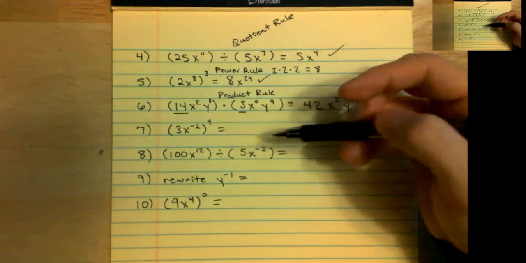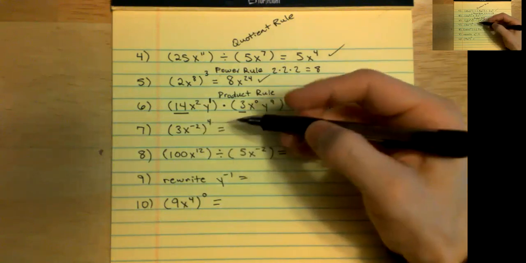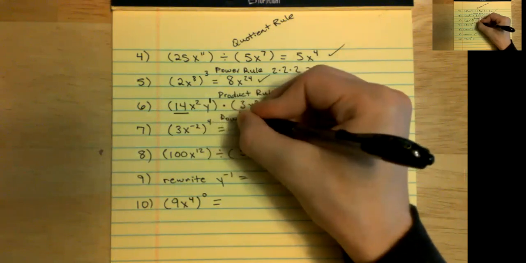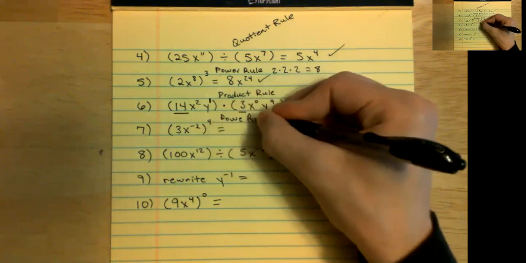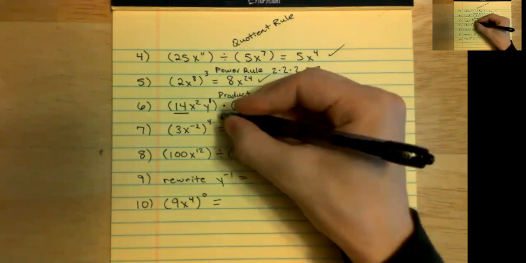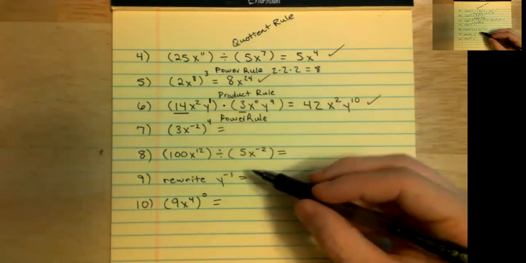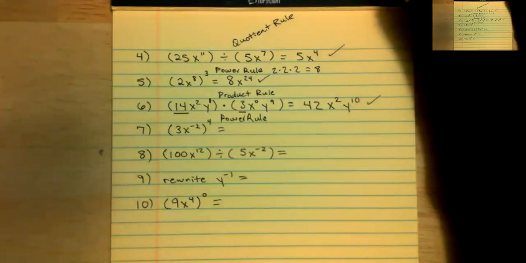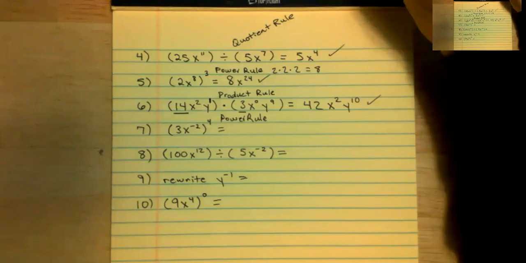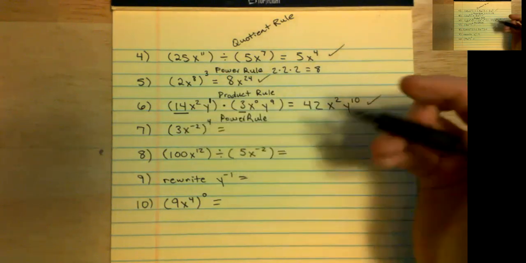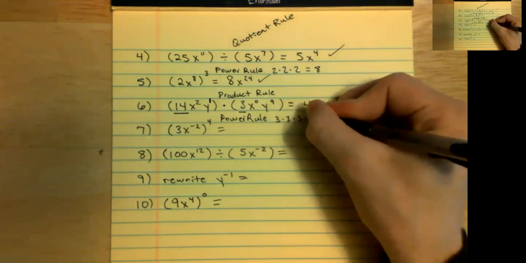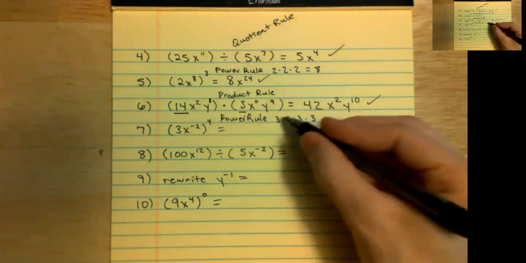Okay, for number 7, notice I'm taking everything to the 4th power. So that's going to be the same thing as number 5, right? That's the power rule. So I'm going to be raising everything to the 4th power, even that 3 at the very front. So 3 to the 4th power, that's going to give me 3, 3, 3, 3. I've got 4 of them right here.